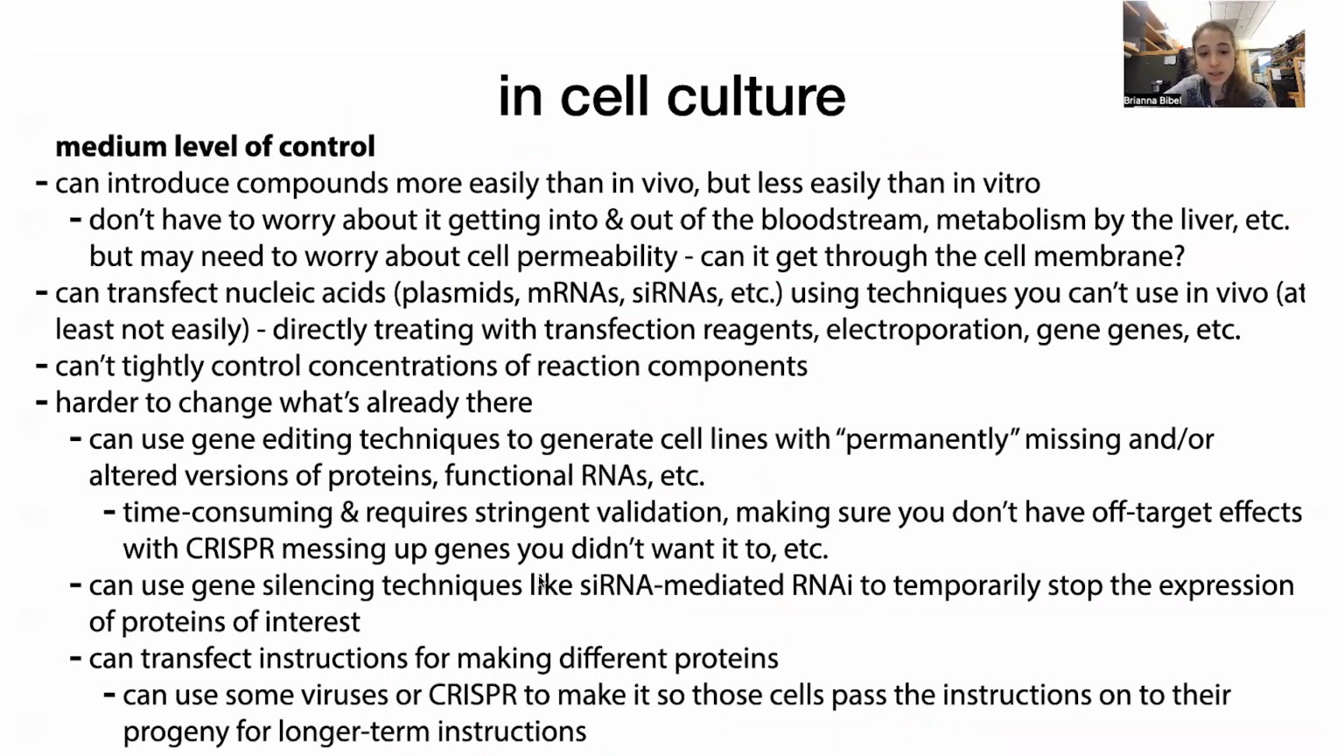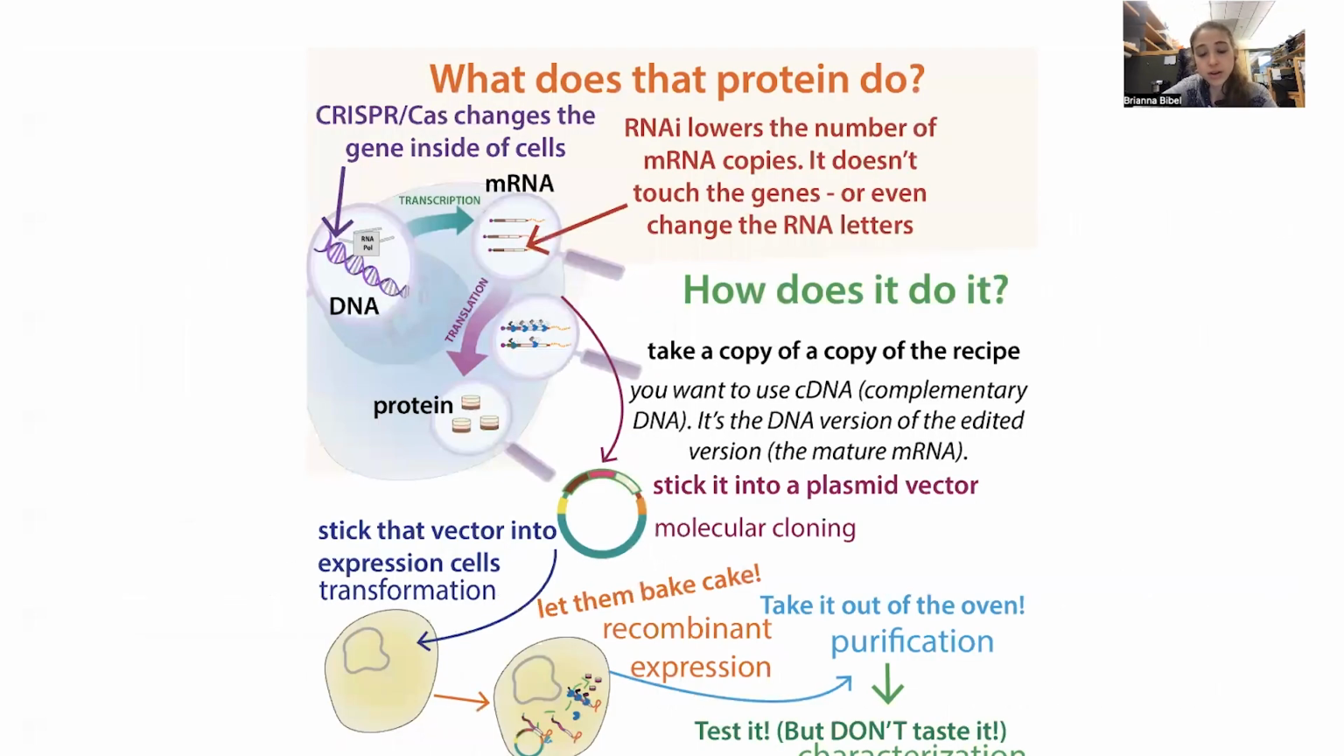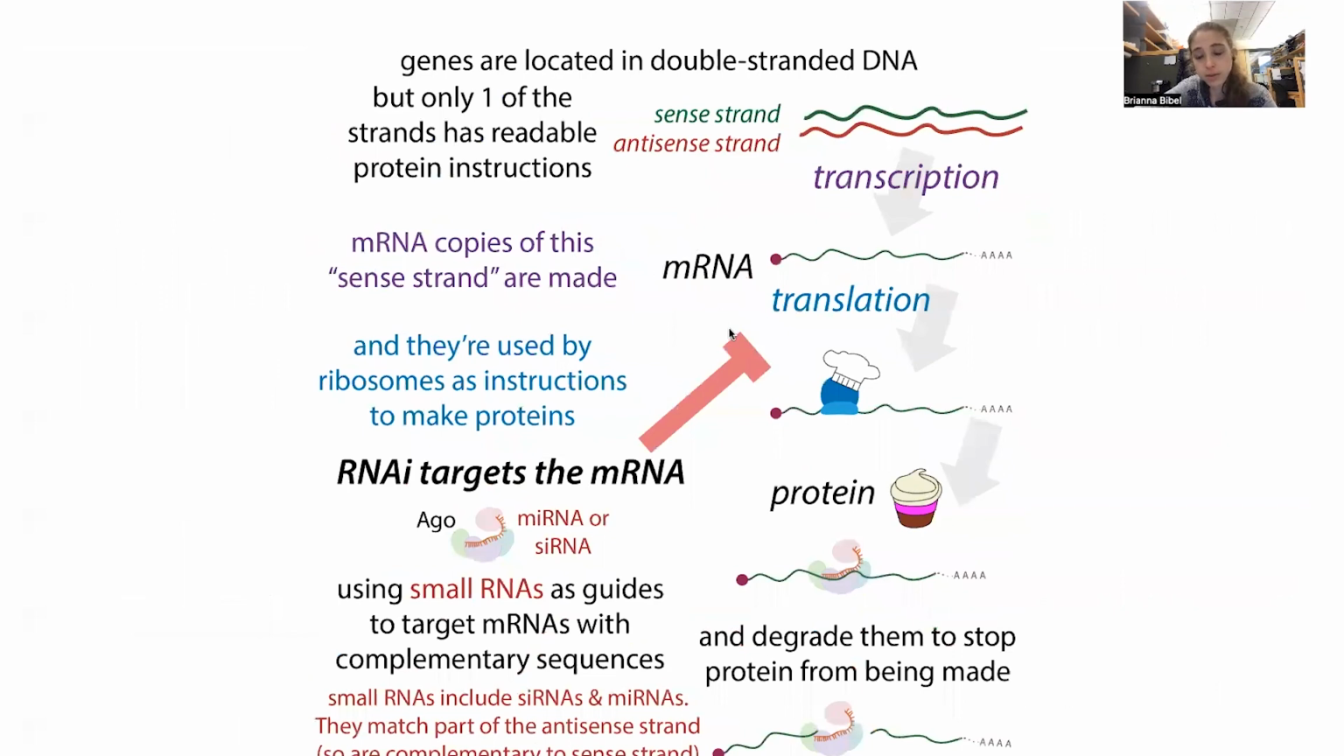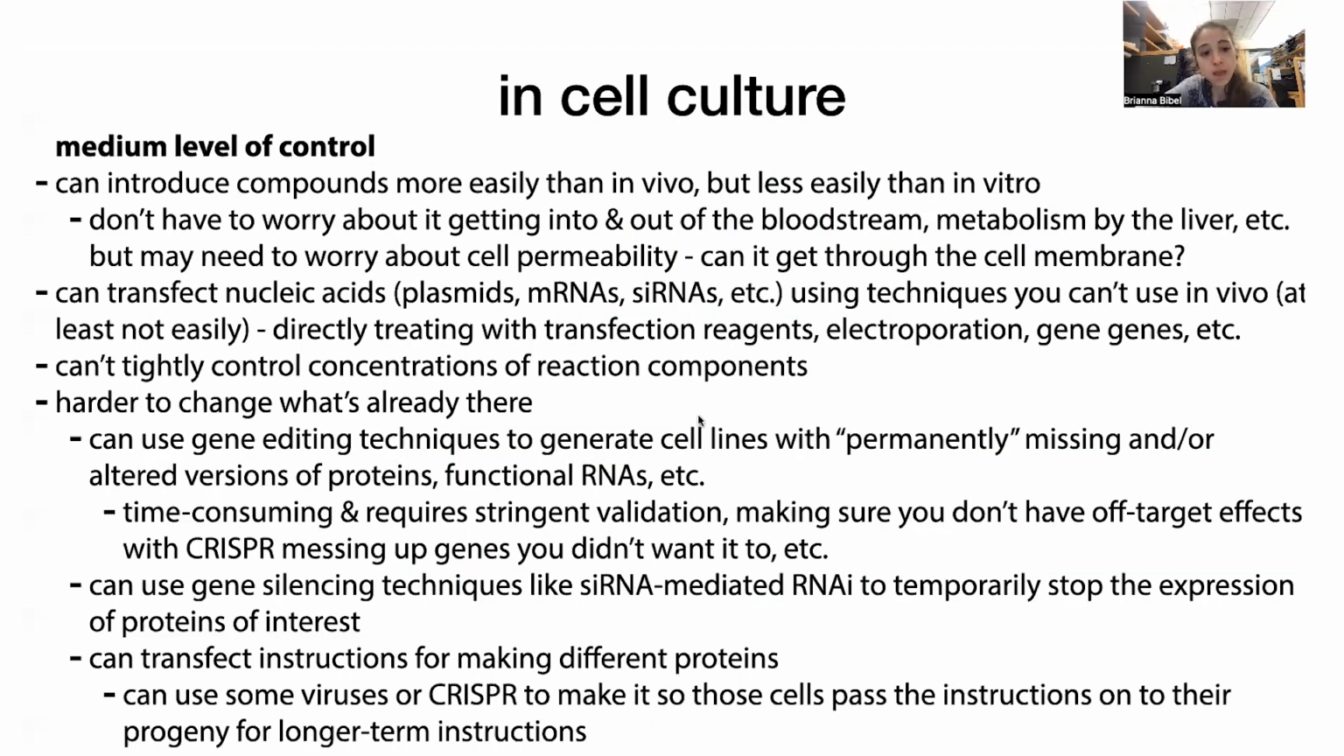Another alternative is you can use a gene silencing technique, like small interfering RNA, siRNA mediated RNAi. I talk about this a lot in my grad school post because I was studying RNAi. And this targets the messenger RNA copy, so the RNA copies of the DNA, without actually altering the gene. So it's a temporary change, but you can decrease the levels of a specific protein. And then you can actually transfect in the instructions for making different proteins. Depending on your method, you might be able to do it in a way that it'll then get passed on to other cells.